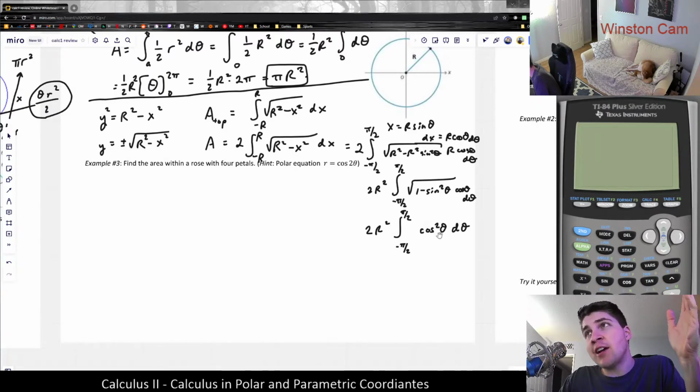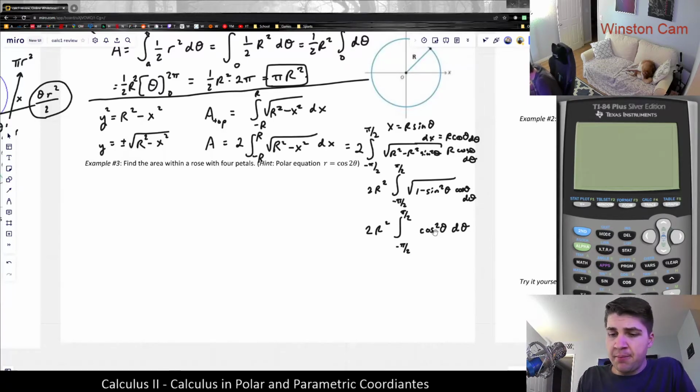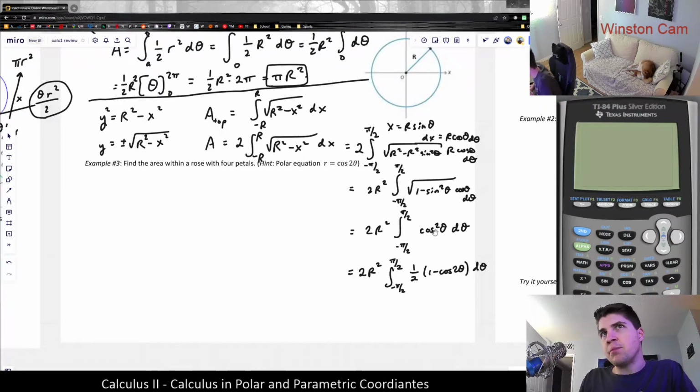But to integrate a cosine squared, we know we need the power reducing identity, which would be 1/2 times 1 minus cosine of 2 theta. So we would have twice r squared, integral from negative pi over 2 to pi over 2 of 1/2 times 1 minus cosine 2 theta with respect to theta. Or is it plus? I do not remember, because I think sine theta is plus. The power reducing identity is one that for some reason is very easy to forget, because the difference is just between a plus or minus.